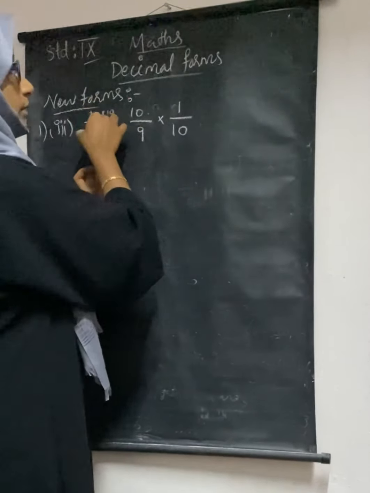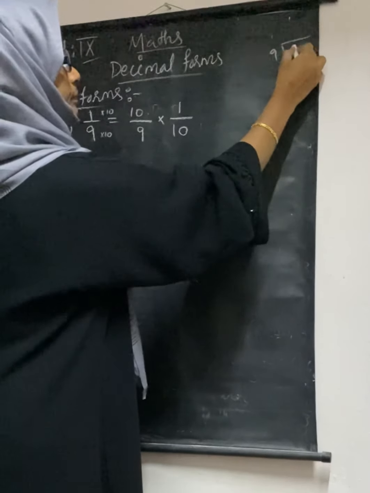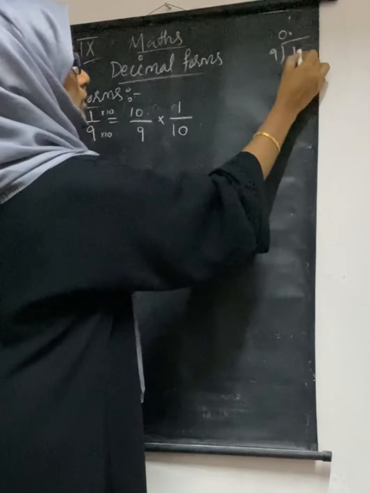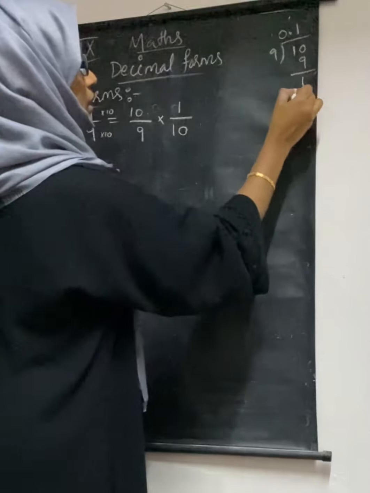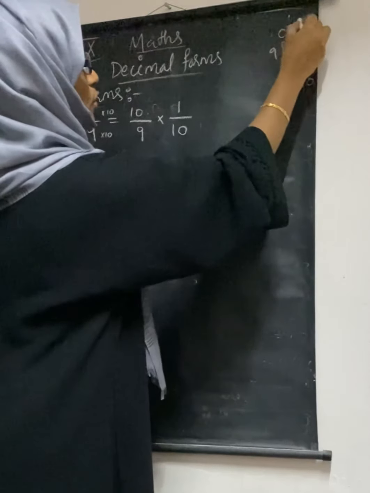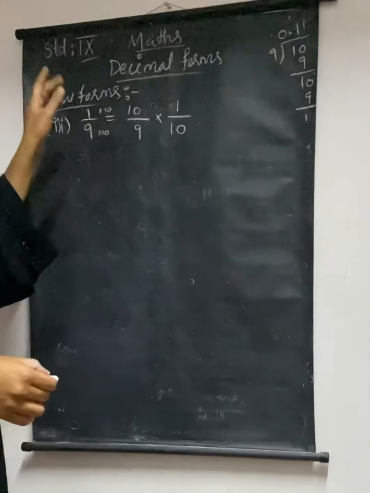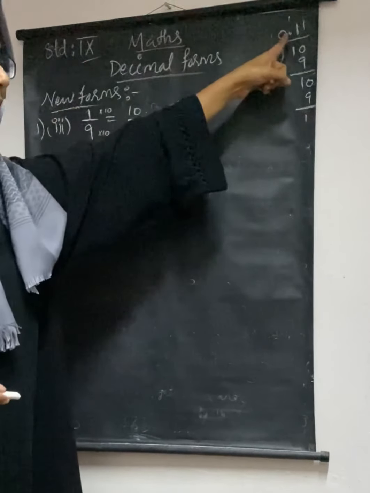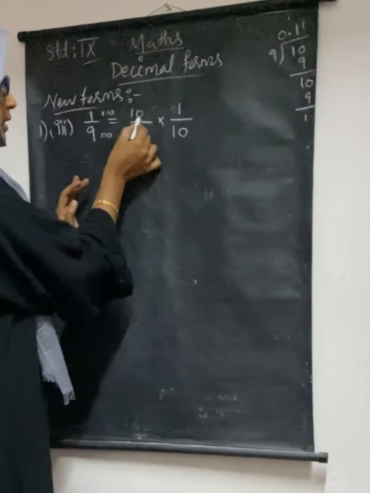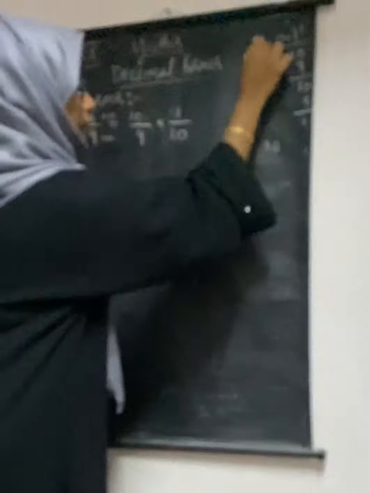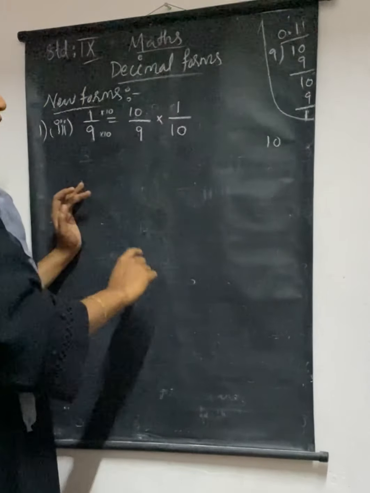Okay, before that you have to see what is the answer you are getting. 0.0 here, so 1 nines are 9, 1 remainder, again 0, 1, 9, again 1, it is going on. So 0.1111 is the answer for this one that you have to keep in mind. So that answer you have to get finally. So now this 10 by 9 you have to do. This is not necessary, just you have to understand what will be the answer we have to get finally.